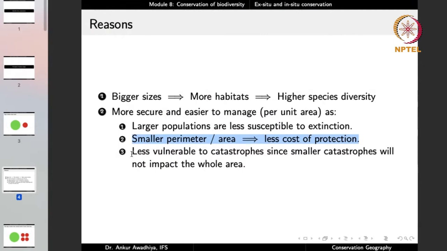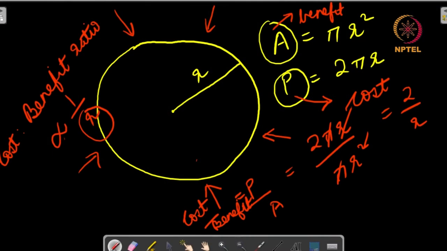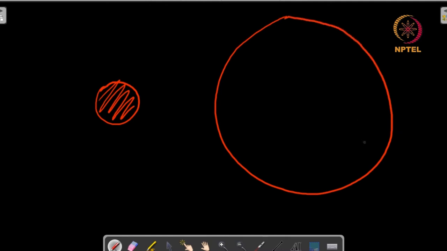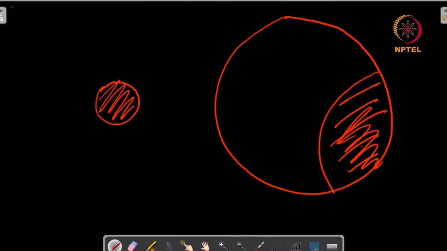Another benefit is that it is less vulnerable to catastrophes, since smaller catastrophes will not impact the whole area. Now, what does that mean? If you have a small size reserve, and suppose there is a forest fire, then there is a good chance that this reserve is completely destroyed. Whereas if you have a large size reserve and then you have a forest fire, say in a large area, still you will have time to combat this fire. So possibly you will be able to stop this fire in this zone. So this area is destroyed, but this area remains.